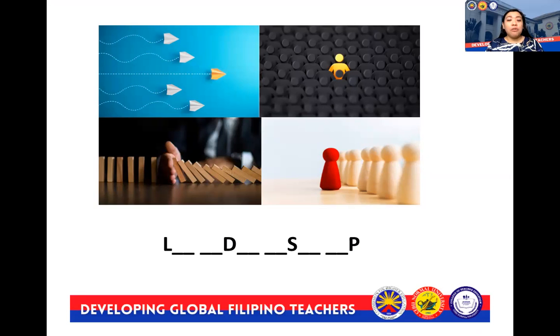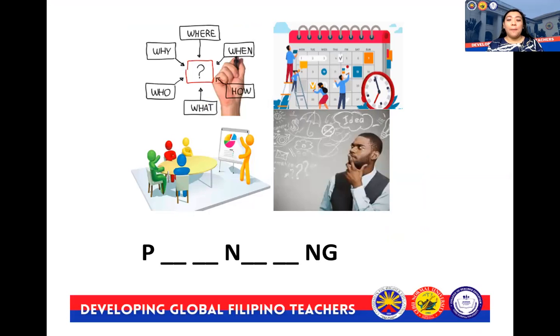What could be the word underlying these 4 pictures? Okay, you guessed it right. The word is leadership. How about the second one? Correct. The word is planning. So it involves a calendar. There's a lot of deep thinking, just like the person below. And we can see also questions like 5 W's and 1 H. So it involves a lot of planning.